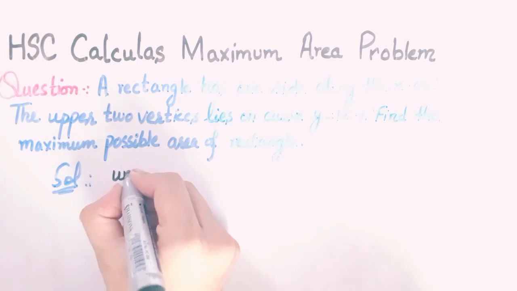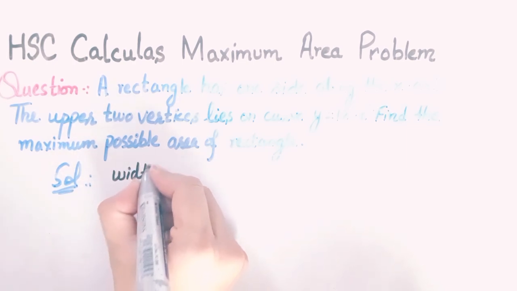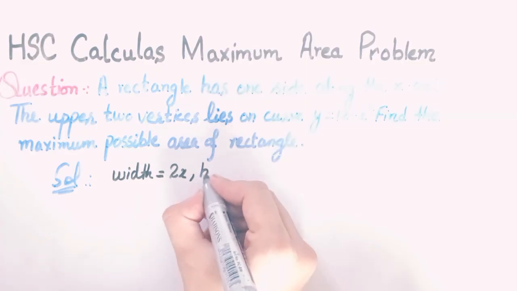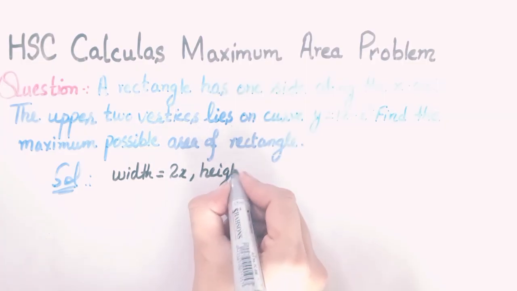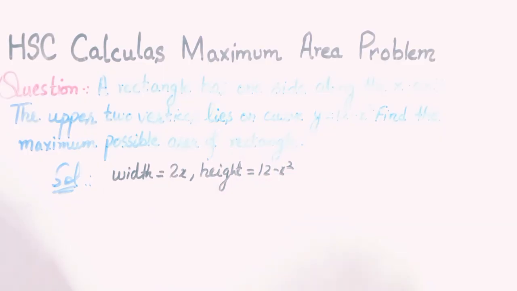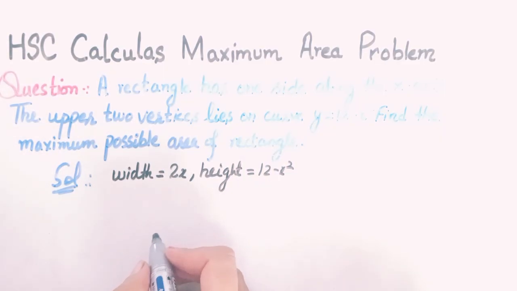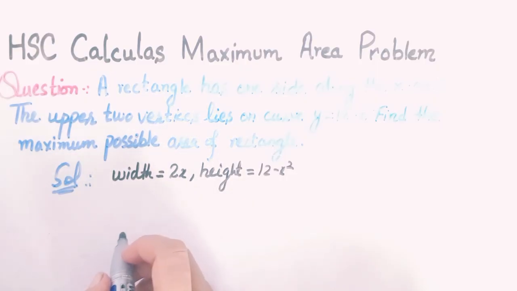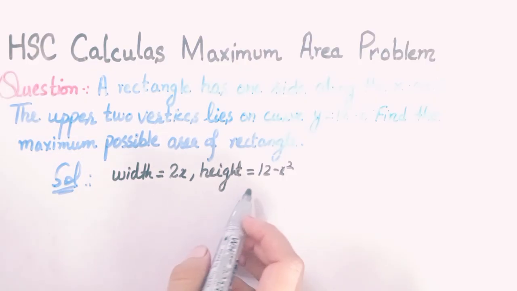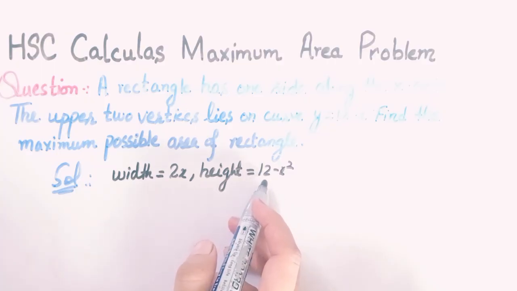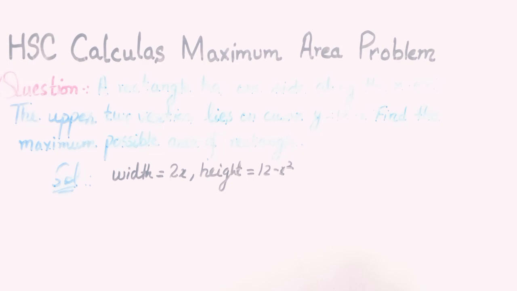Width equals 2x and the height equals 12 minus x squared. Now look at the height. The top boundary of the rectangle lies exactly on the curve. This means that the height is simply our y value, which is 12 minus x squared. Perfect. Now we have both dimensions ready to solve.